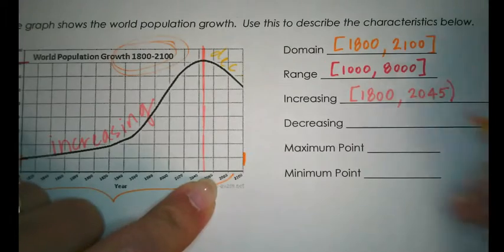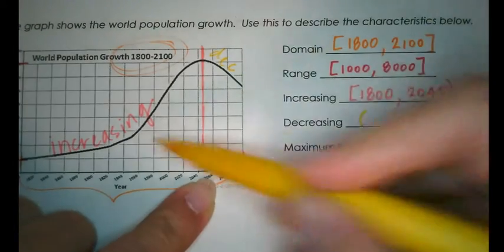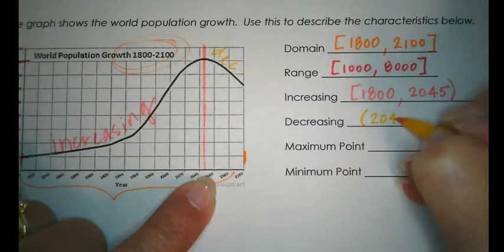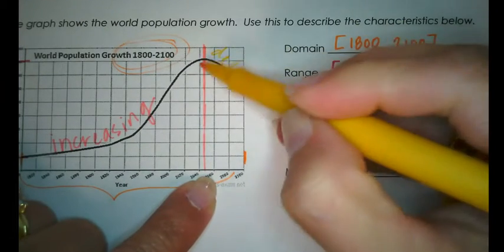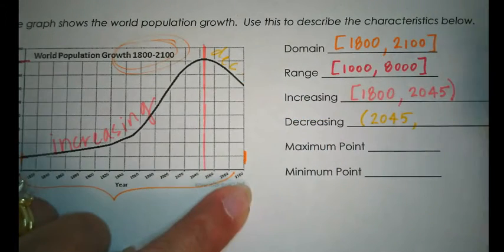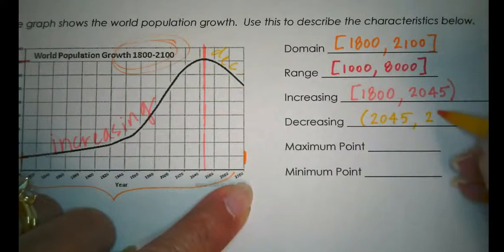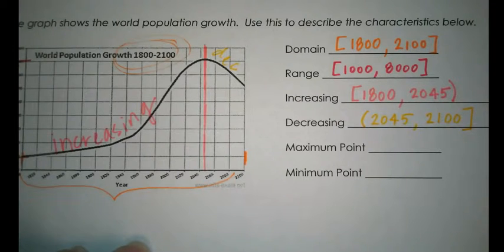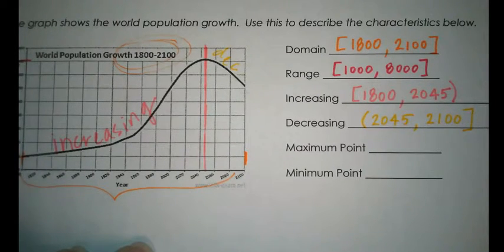We're just changing from an increasing population, and then it looks like starting in the year 2045, we start decreasing our population until the year 2100, and that's where our graph stops. So we only have one part that's increasing and one part that's decreasing for this graph of information on world population.